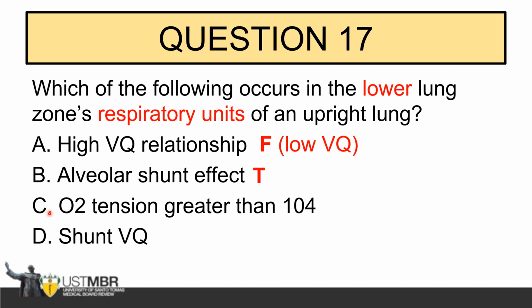O2 tension greater than 104. Since we have a low V/Q, we have relative hypoventilation, and therefore the O2 tension will be less than 104. Shunt V/Q, we don't have a shunt V/Q in the lower lung zone. It is only a low V/Q relationship. The correct answer is alveolar shunt effect.